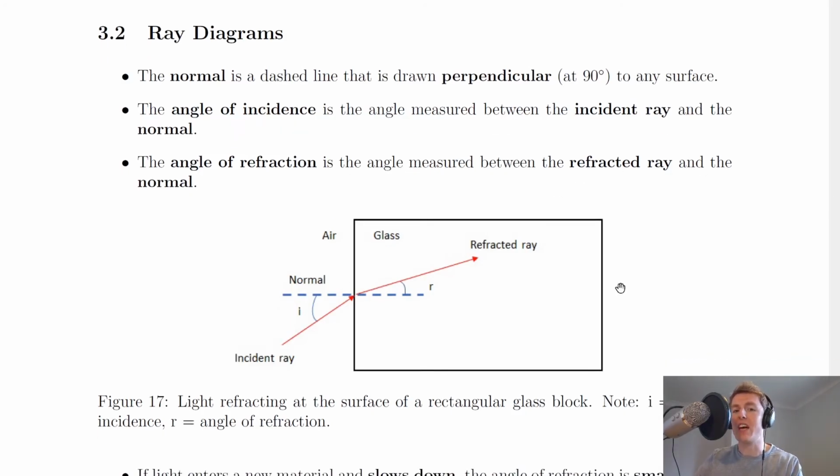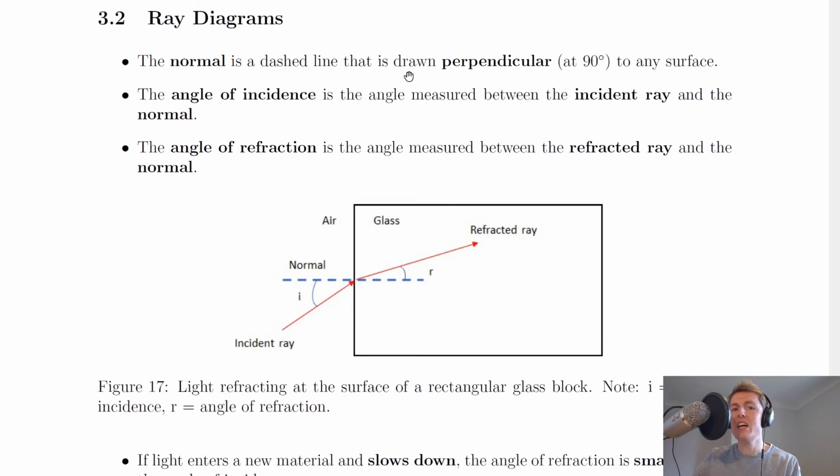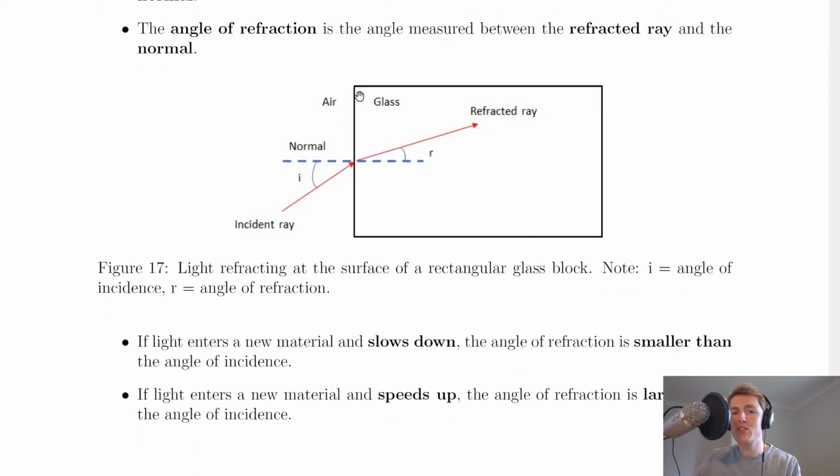So let's look at these in relation to the picture here. So what I've shown here is air and a glass block, and you've got an incident ray of light coming in. You've also got your normal drawn there. So the normal, we said, was a dashed line drawn perpendicular at 90 degrees to any surface. So there is my surface, and there is my normal, my dashed line, and you'll see that it creates an angle of 90 degrees at that surface. So that is my normal at 90 degrees.